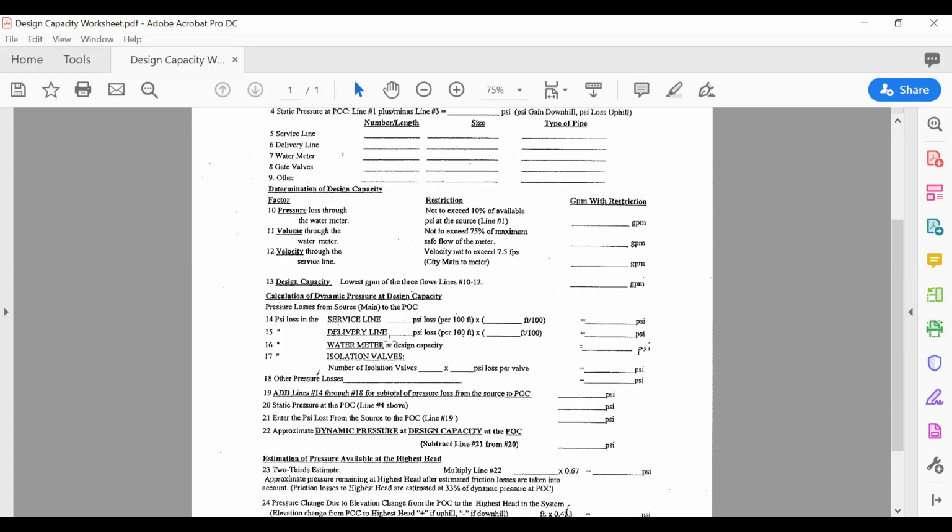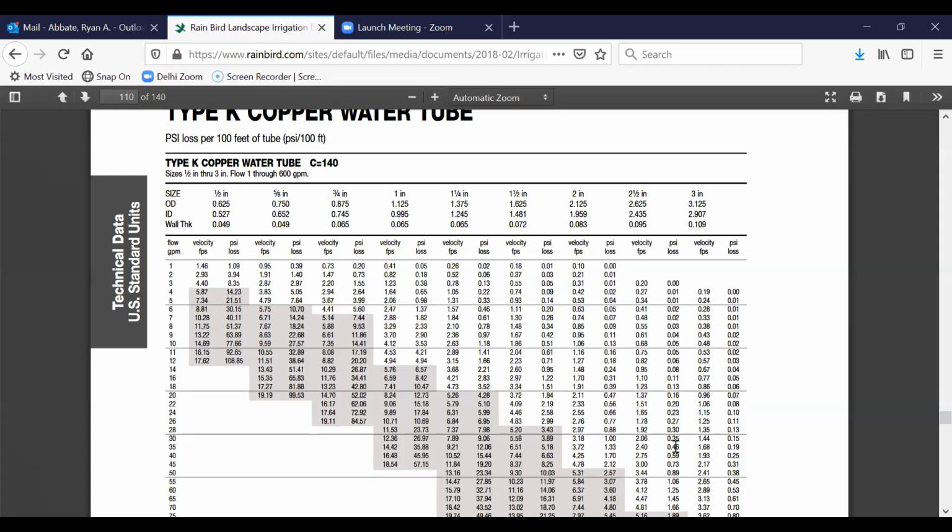So now we have to do our dynamic pressure calculations. Our service line is that type K copper tube, and it's going to be how long? It's 20 feet long. Or no, sorry, 80. That's the wrong problem. It's 80 feet long. So we know we can only push 18 gallons per minute through it. So our pressure loss should be 10.47 PSI. We're going to take 10.47 and multiply that by 0.80.